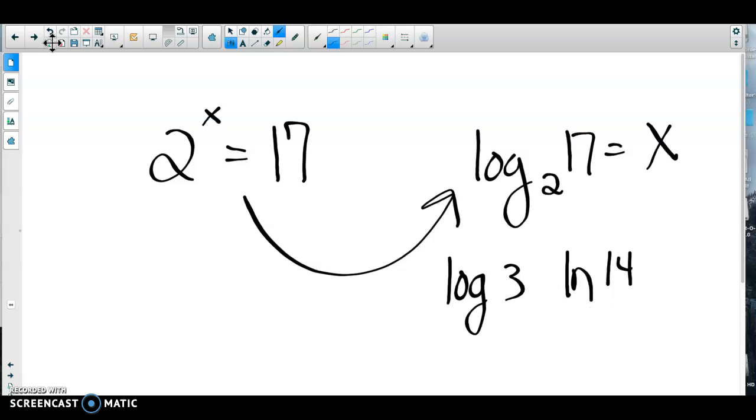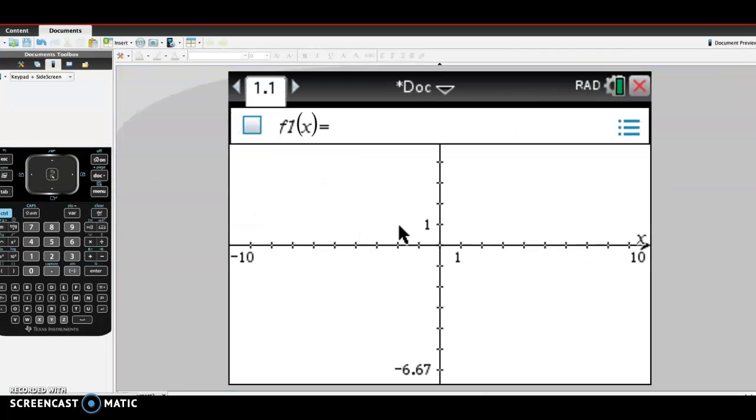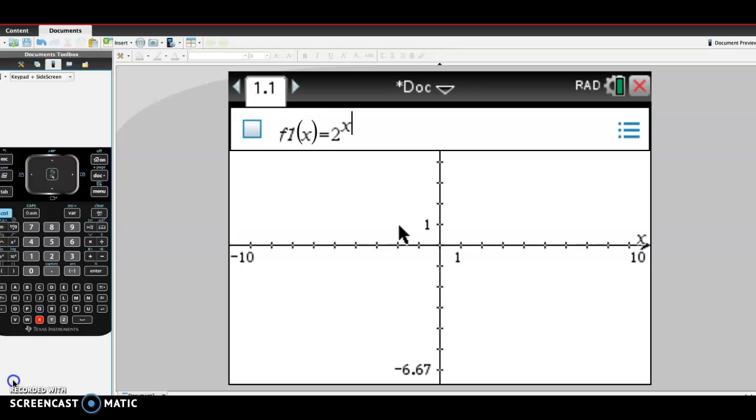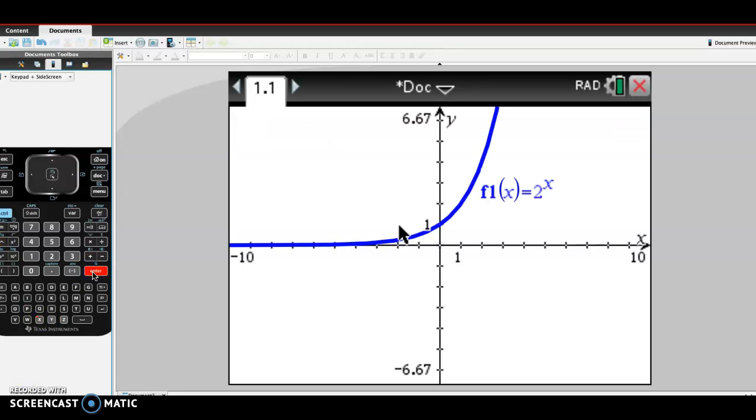So we are going to start by taking the derivatives of exponential functions. Okay? So what I'm going to do is flip to my calculator. I'm going to enter in a function, 2 to the x. I hit enter. And we can see that's our exponential function right there, 2 to the x.